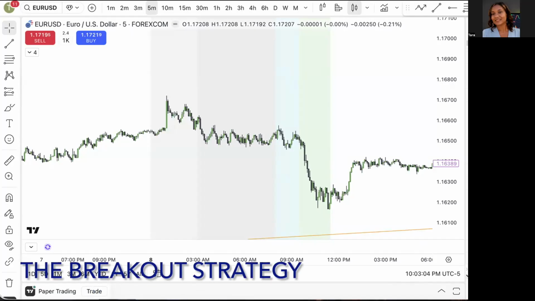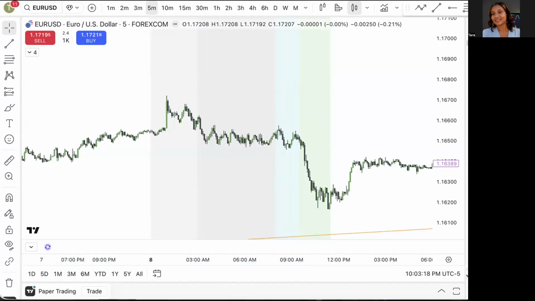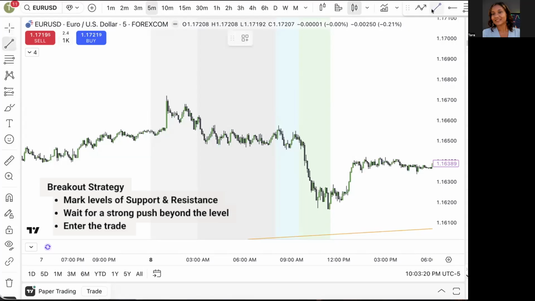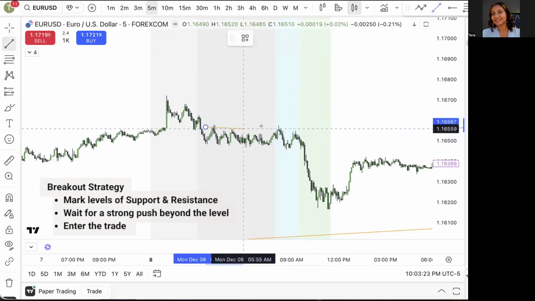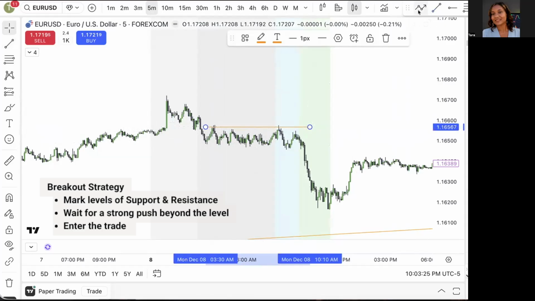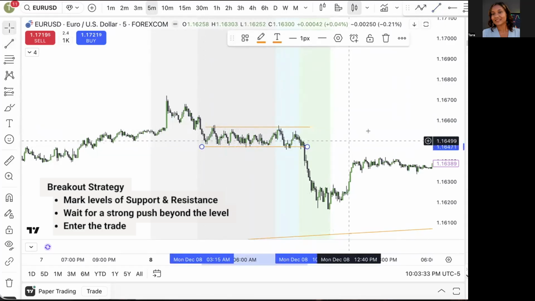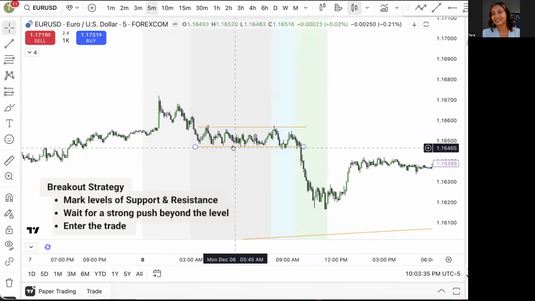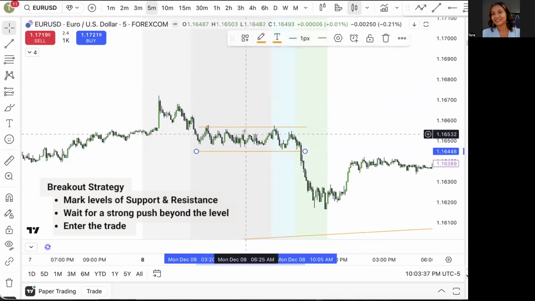So the final strategy that is great for beginners is called the breakout strategy. And this is a strategy that occurs when price moves beyond a level of support or resistance with momentum and with volume. And so you can see here that price was consolidating in this area, and so you could mark this area out with your trend line tool. So we could put an area here at resistance, down here to mark support, and then what you would do is wait for price to break out of this area.